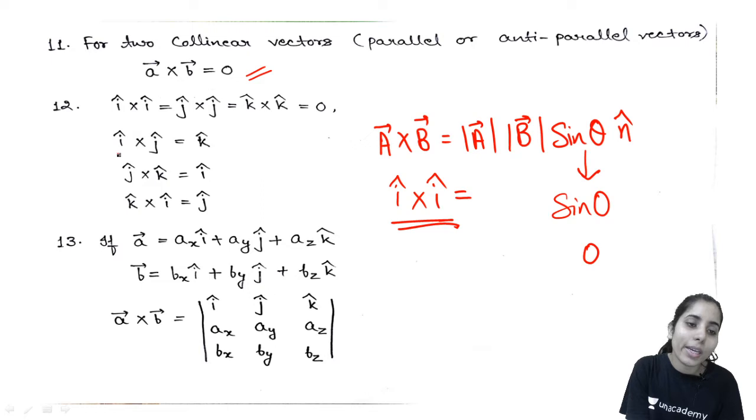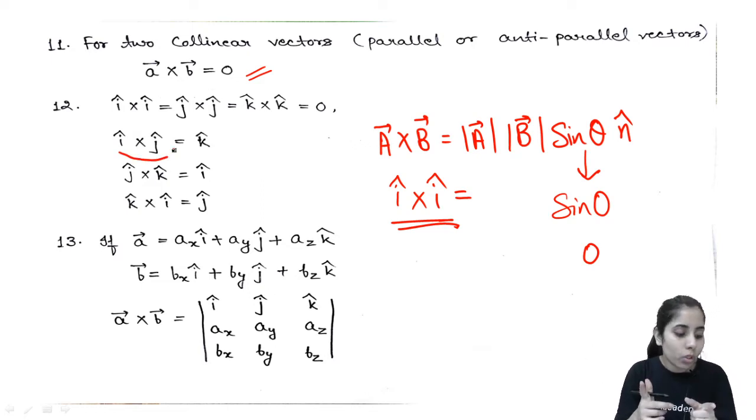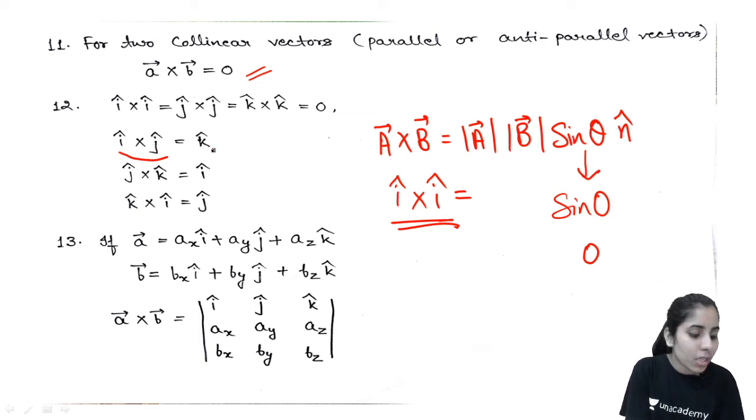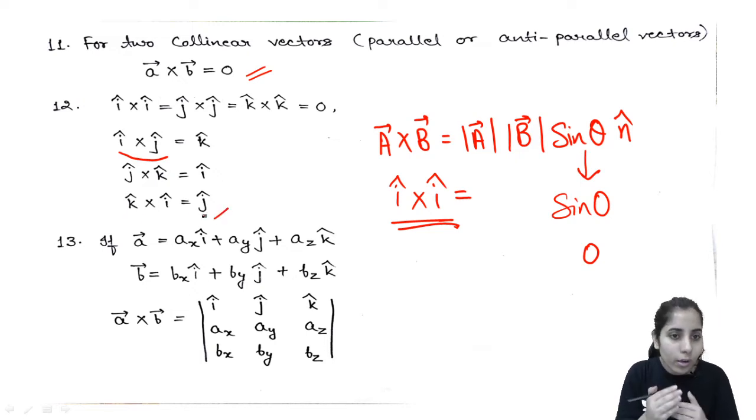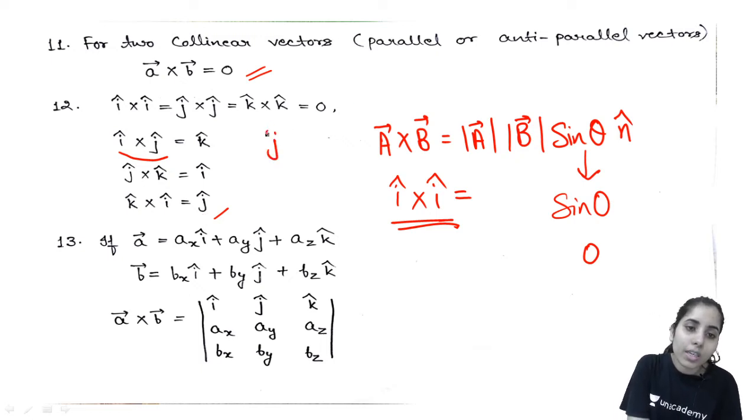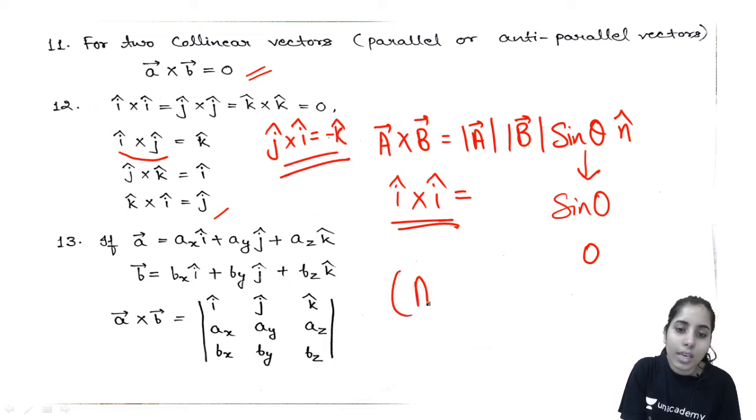Similarly, if you take I cross J, the third vector will be perpendicular to both I and J. So I cross J is equal to K, J cross K is equal to I, and K cross I is equal to J. In the cyclic order, it's going to be that third vector. But if you change the order, J cross I, you will have a negative vector there, that's minus K cap, because you know A cross B is equal to minus B cross A. Is this clear?